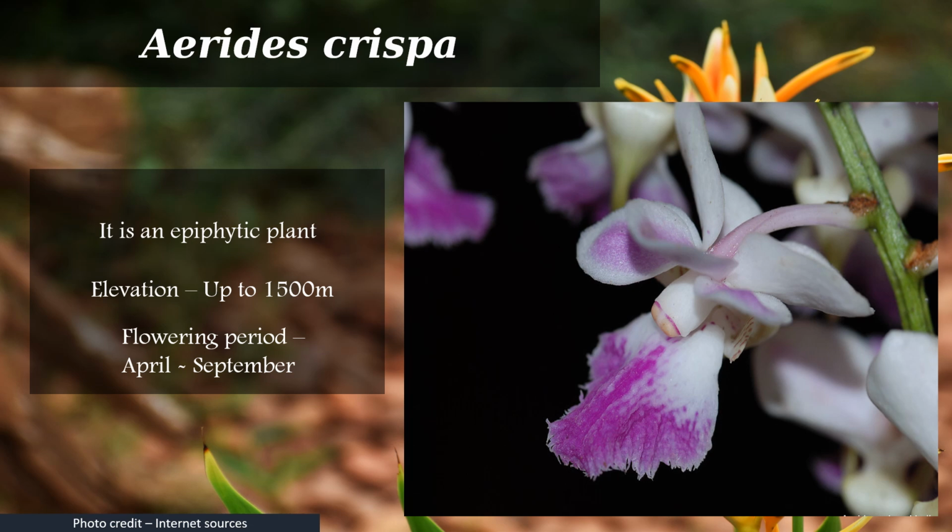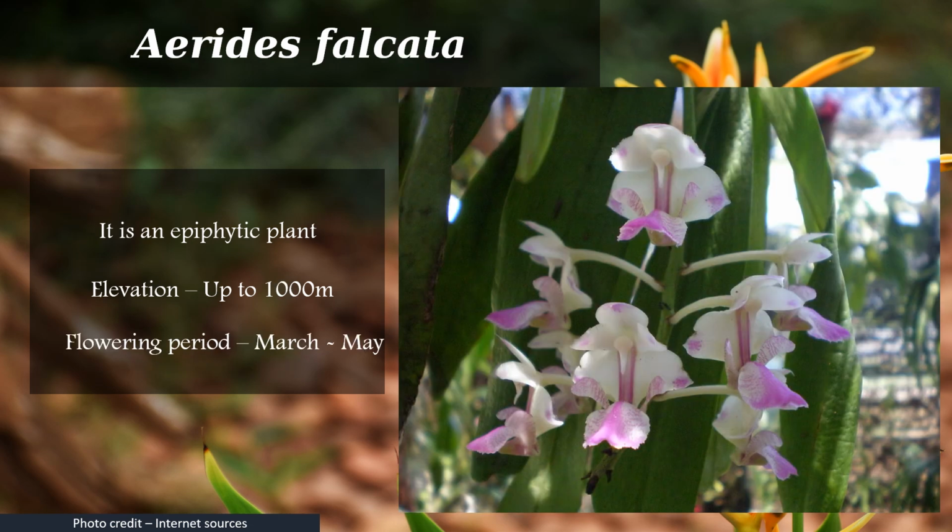Let's move to our next Aerides species, Aerides falcata. In Aerides falcata the stems are elongate and stout with several distichous leaves, and the leaf blade is lorate. The inflorescence is racemose, sparsely several flowered, and the flower is whitish, tinged or spotted with purple or purplish red.